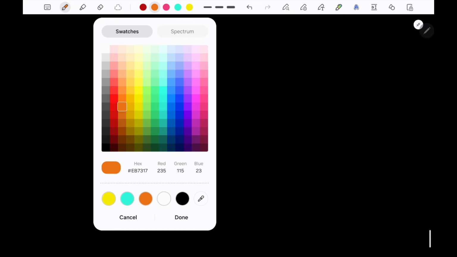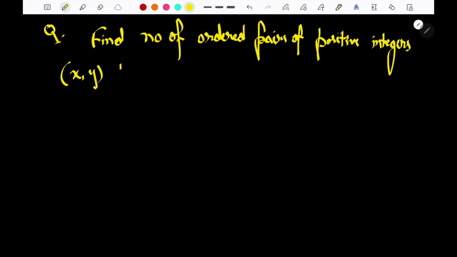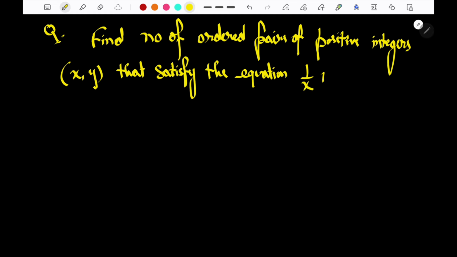Next question says, find the number of ordered pairs of positive integers x comma y that satisfy the equation 1 by x plus 1 by y is equal to 1 by 72.